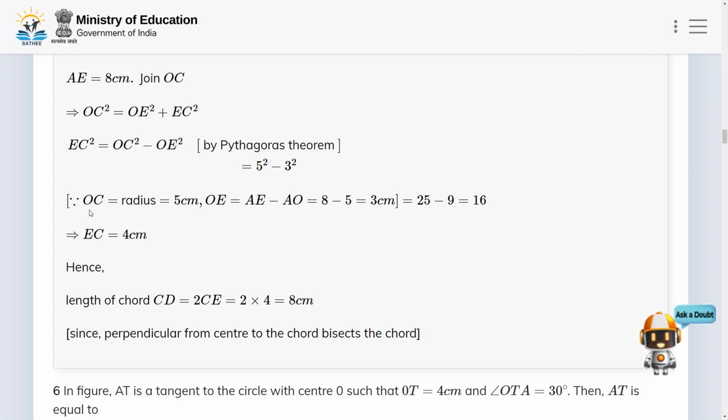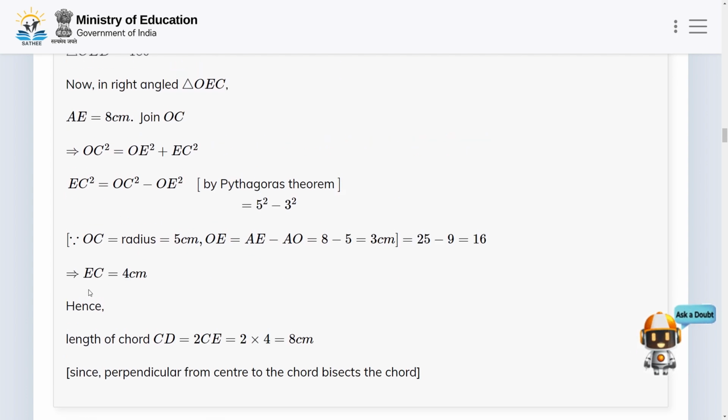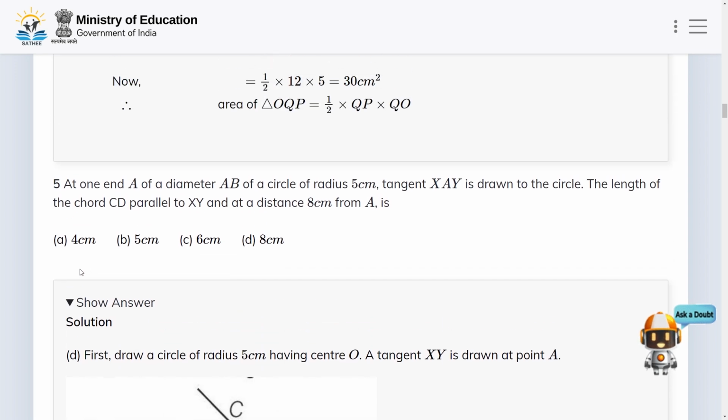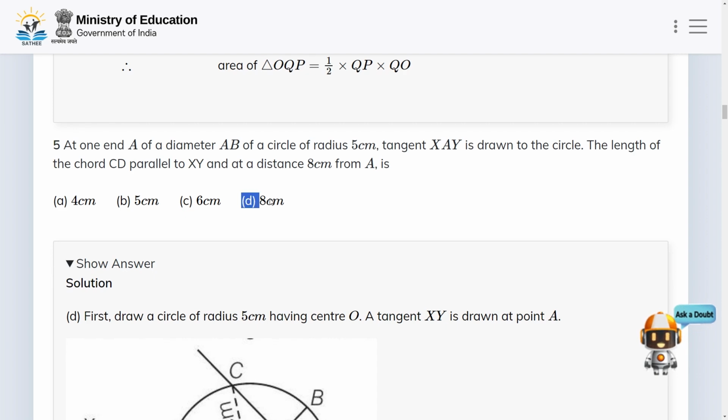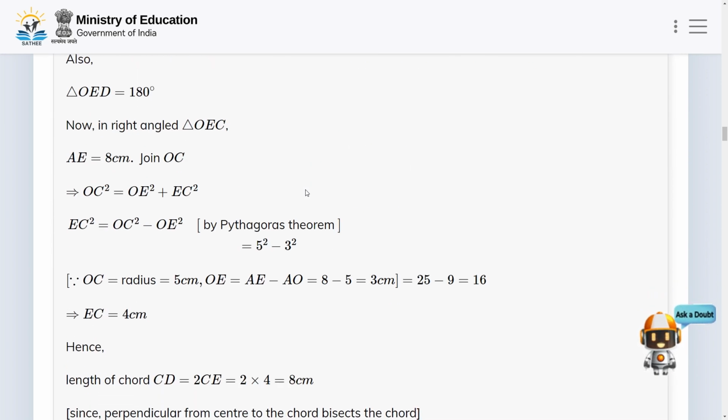Okay, and EC is equal to 4 centimeter, hence the length of the chord CD is equal to 2 times CE, that is equal to 2 times 4, that is equal to 8 centimeter. So the length of the chord is 8 centimeters. So here the correct answer is option number D. Now let us move to the next question.